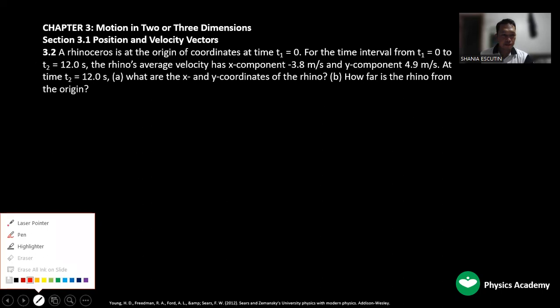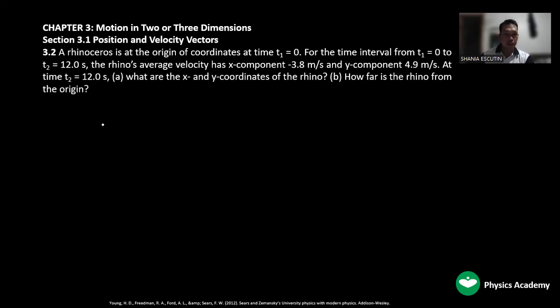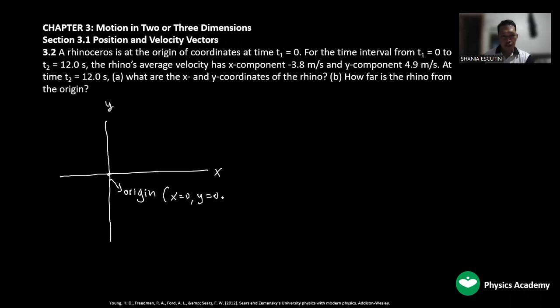Let's first make a coordinate system. Say, for example, this is our x and y coordinate system, and this is the origin. At the origin, x is equal to 0 and y is equal to 0. So at t1 equal to 0, it is in the origin, therefore our initial position along x is equal to 0 and our initial position along y is equal to 0. So we are in the origin.